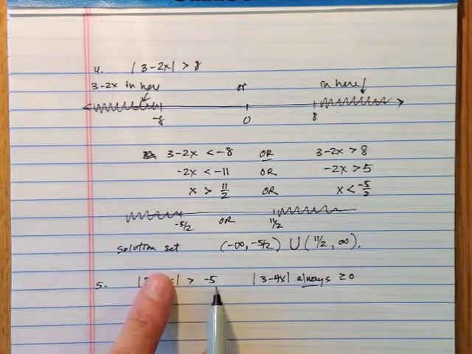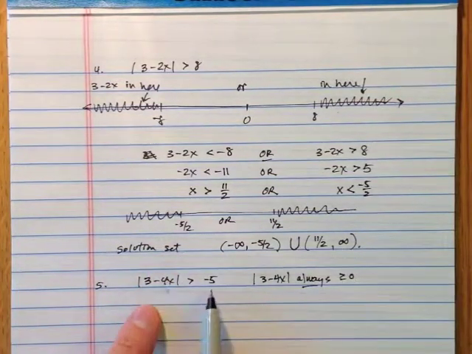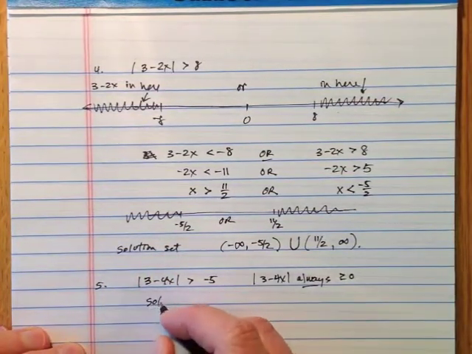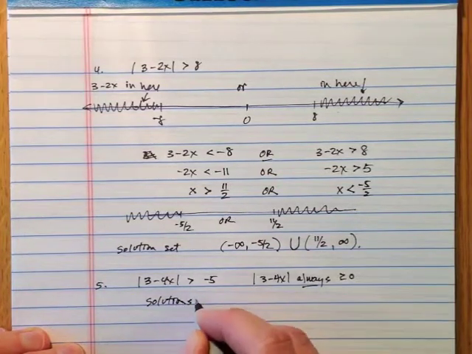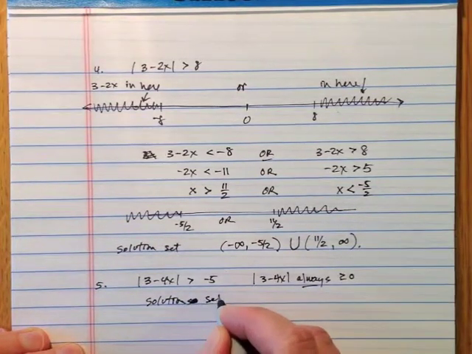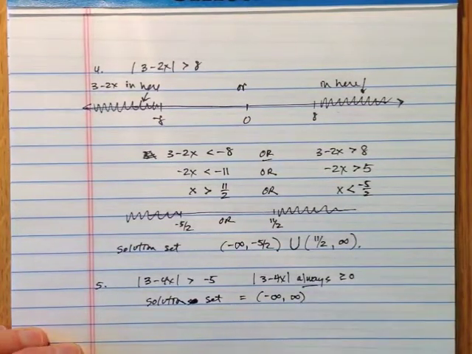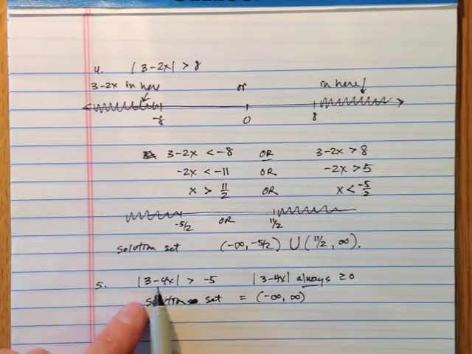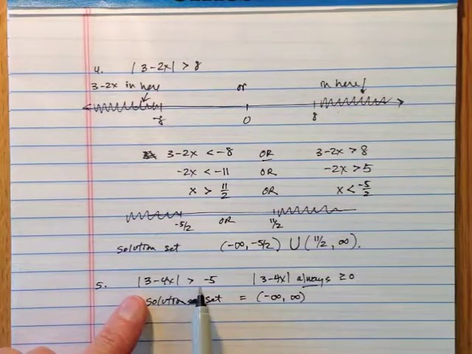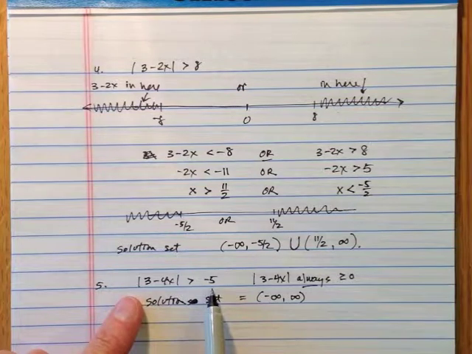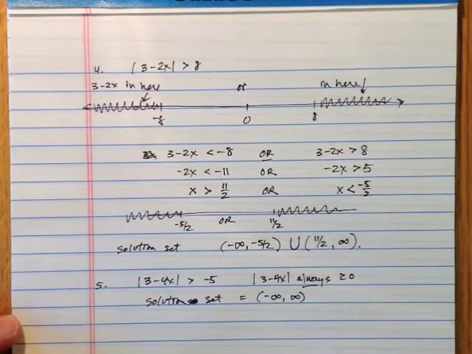So how many x's make this true? Every real number will make that true. The solution set is the whole real number line. We write it like this in interval notation. No matter what number you put in here, 3 minus 4x has to have absolute value which is bigger than -5, because in fact it has to be bigger than or equal to 0.